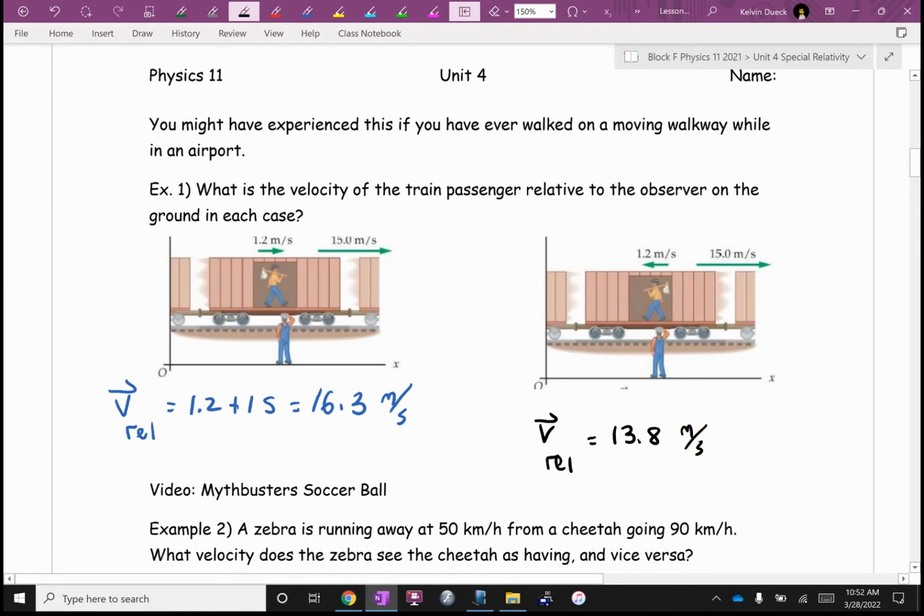Question for you. Let's suppose instead of a person, we had a baseball cannon. And we fired the baseball cannon this way at 15 meters per second. How fast would the baseball be traveling relative to the person on the ground if the train is moving forwards at 15 meters per second and we fire the baseball backwards at 15 meters per second? How fast will the baseball be traveling relative to the ground? Put your pencils down, look up.